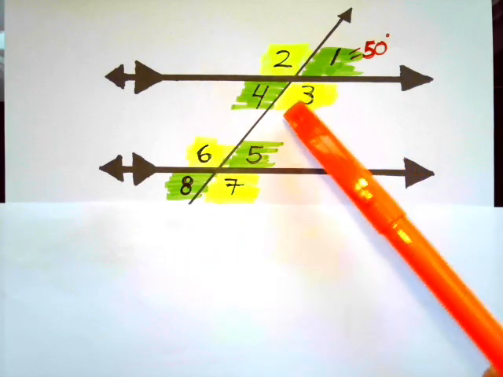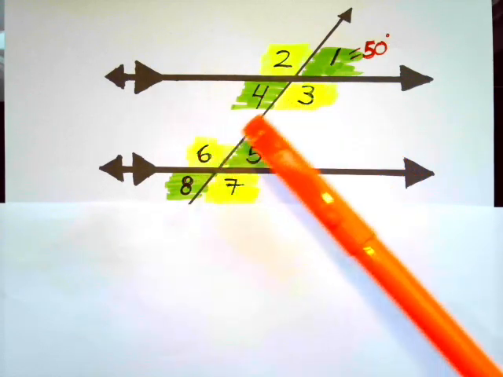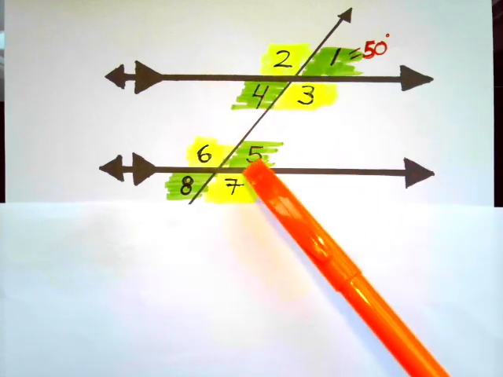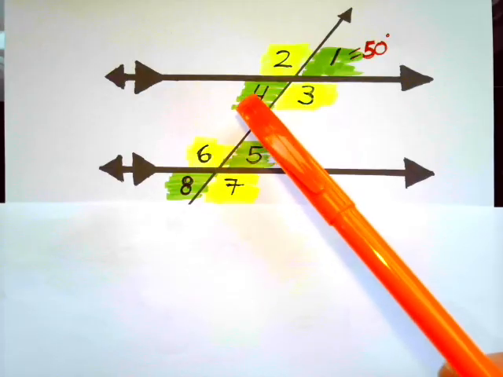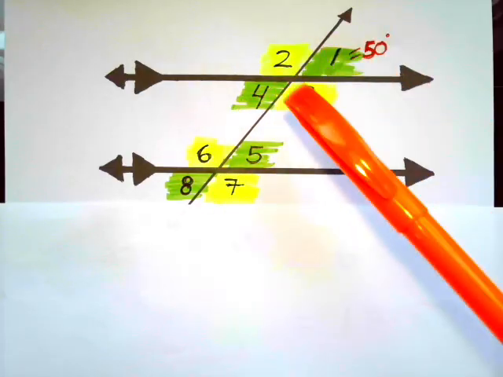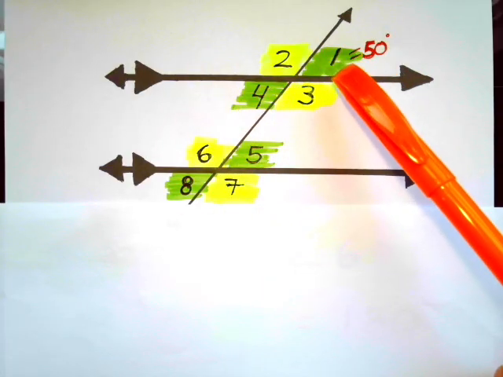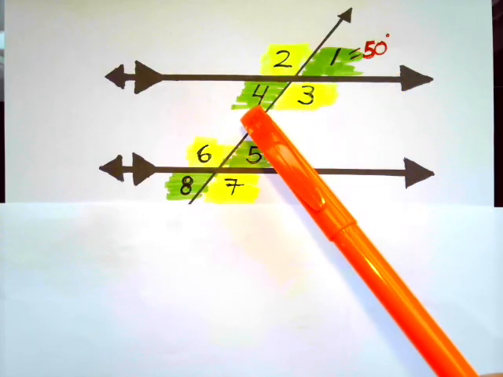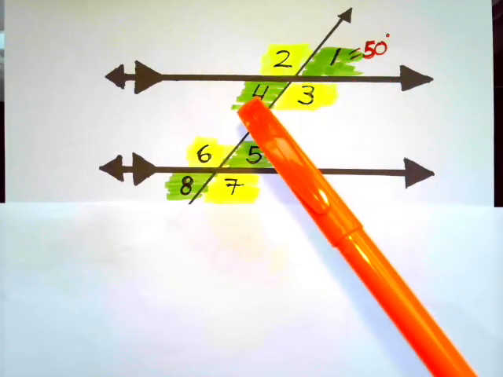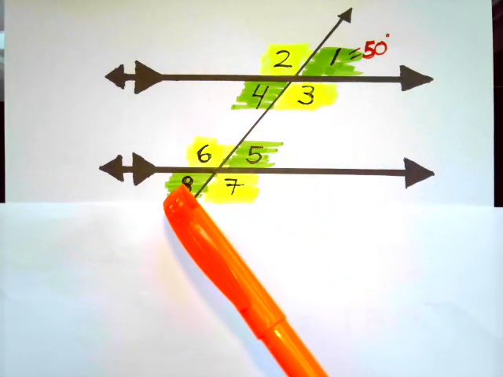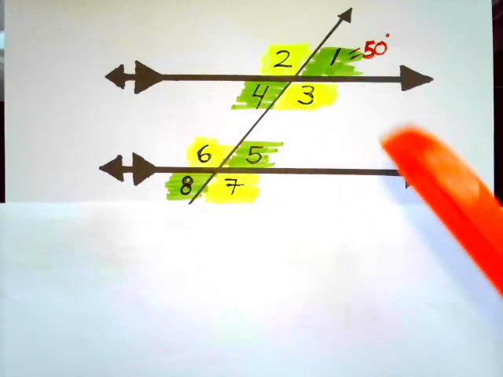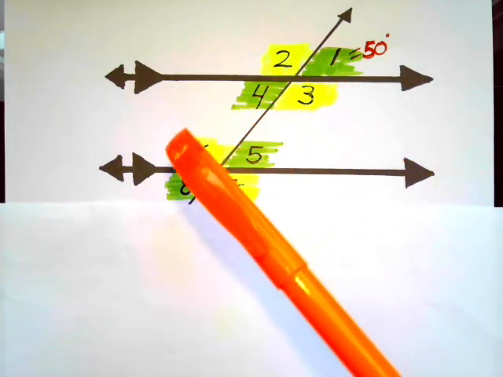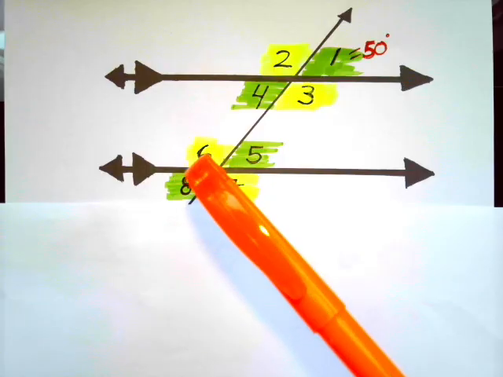Remember, if it's highlighted in the yellow, all of these are congruent or equal to each other. If it's highlighted in green, all of these green angles are congruent or equal to each other. So if angle 1 is 50 degrees, what does angle 4 have to be? Right? 50 degrees. If angle 1 and angle 4 are 50 degrees, angle 5 and angle 8 are also 50 degrees. Okay? But the test question asks, what is the value of angle 6?